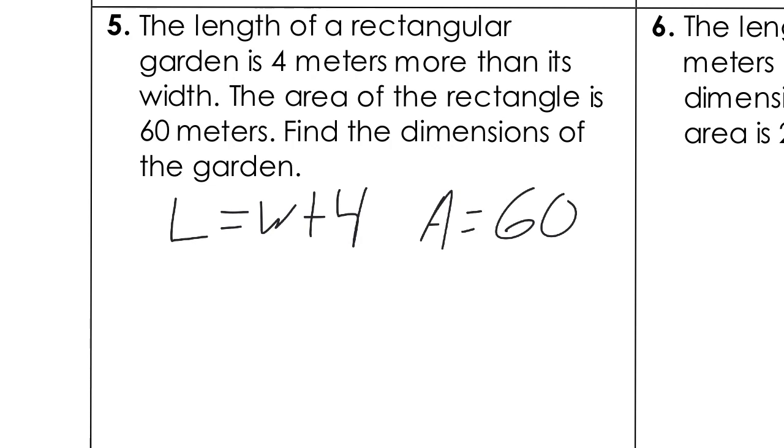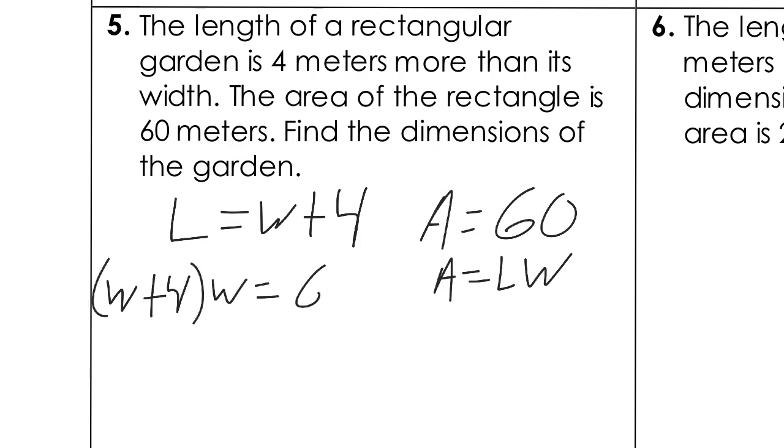So we know the area. Area equals length times width. We know what the length is, we know what the width is, and we know what the area is, so we can do length, which is W plus 4, times width, W, equals 60. And now we're just going to solve this. So we're going to distribute here: W squared plus 4W equals 60.